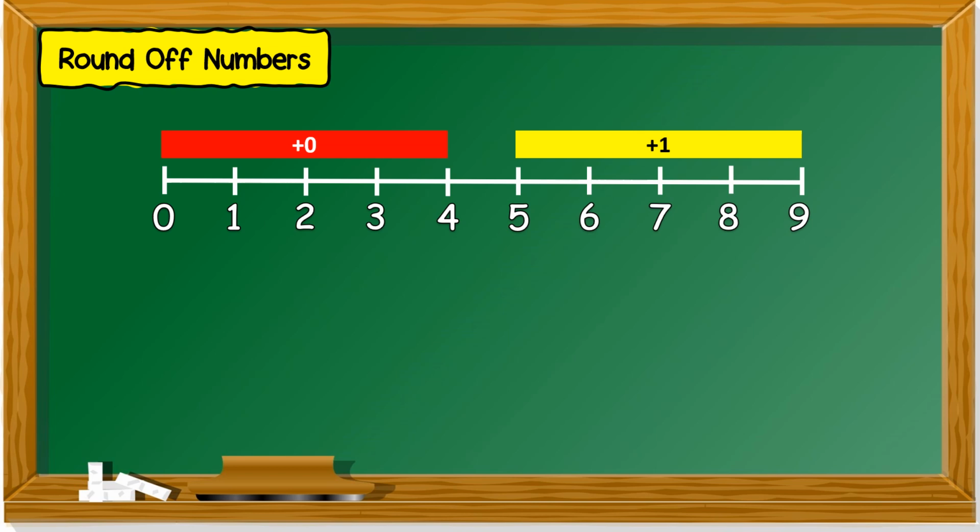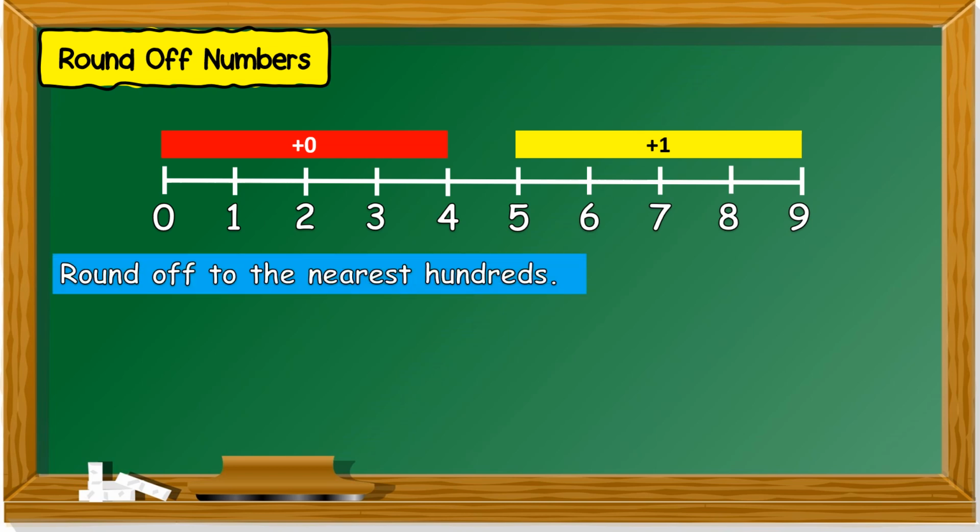Now, we'll look at round off to the nearest hundreds. Just now, we have been doing place value tens. Now it's hundreds.